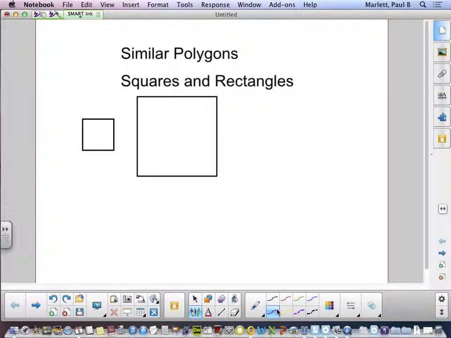Are these two squares similar? Yeah. Why are they similar? They're squares. They both have 4 sides. Okay, so they both have the same number of sides. Why else? They both have 90-degree angles in them. They both have straight lines.